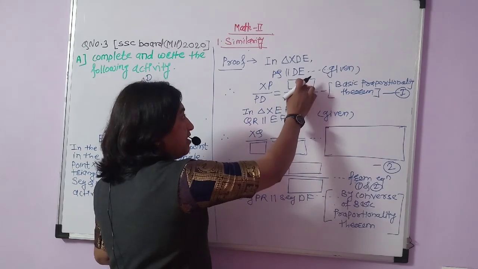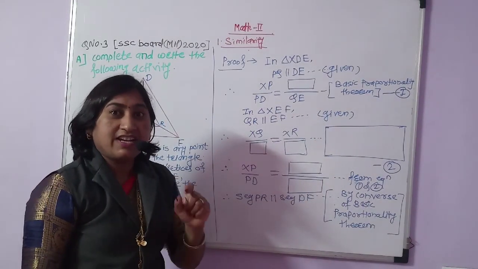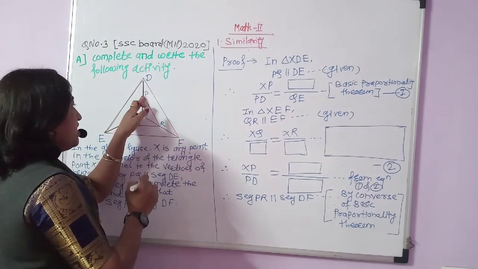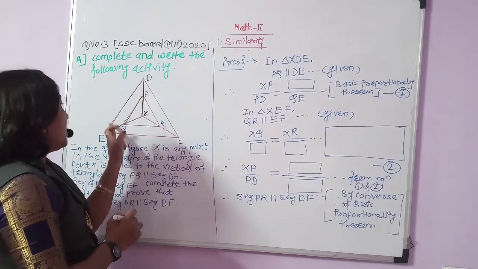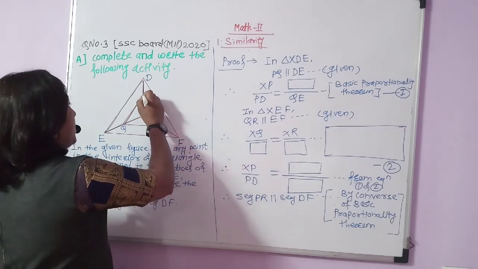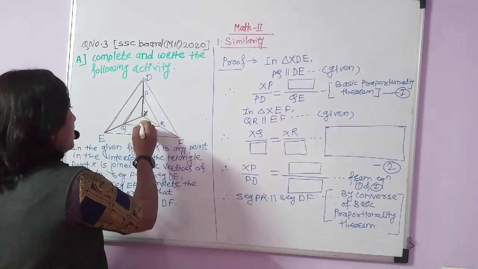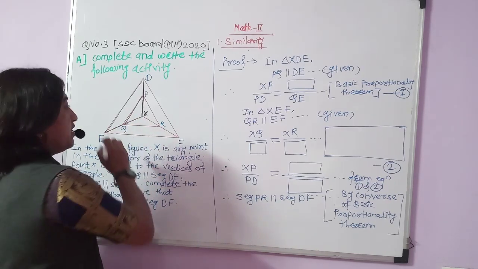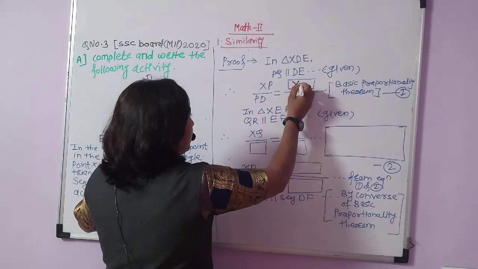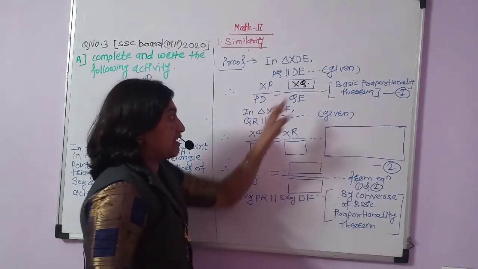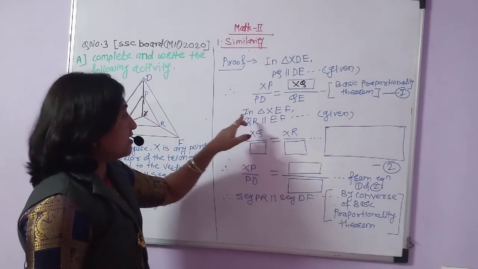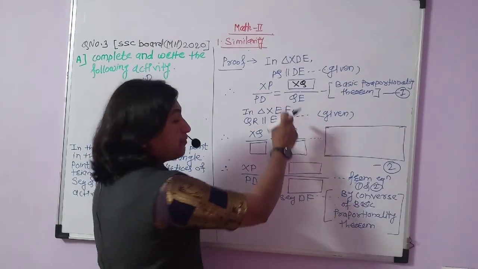Which is the answer here? Which answer will be correct here? See here, in this triangle XDE, this seg PQ is parallel to seg DE. Then by using the BPT theorem, we get XP upon PD equal to XQ upon QE. That means which answer is right? XQ. This answer is correct by using this BPT theorem. Okay, understood?